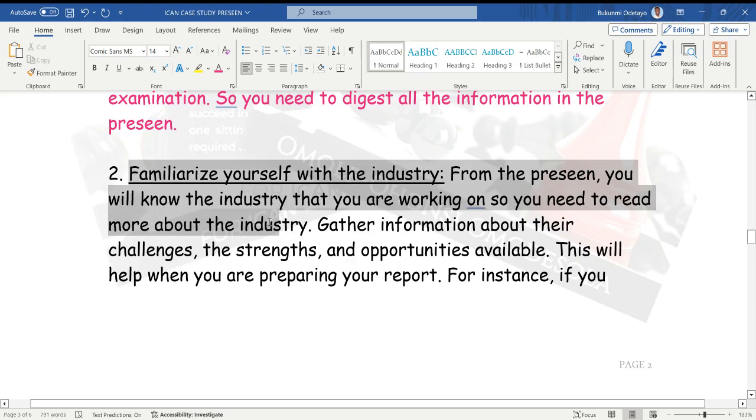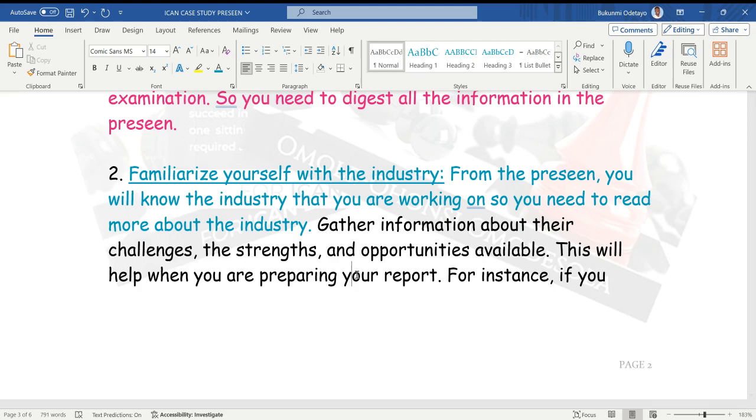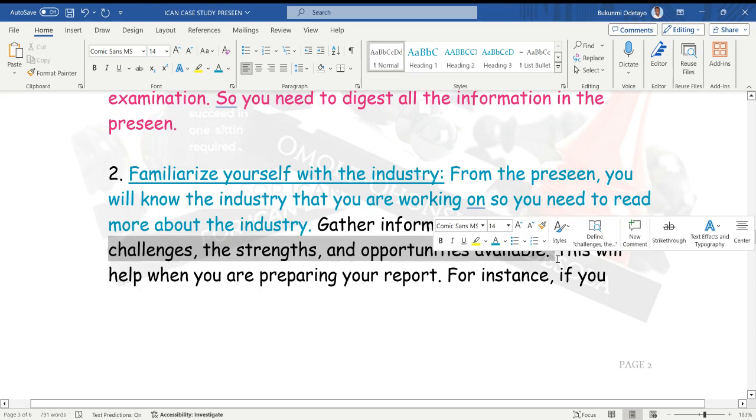Right? So now, like I said earlier, you'll be given information about the recipient of the report. So for instance, probably the recipient of a report is in the fashion industry. So you'll be given information about the fashion industry. So you know that I'm supposed to prepare for a fashion industry, because from the information you see the history of the company, you see what the company's business operation is and all of that. So you have to familiarize yourself with the industry. Go online, research on it. I said here, gather information about their strengths, their challenges, their opportunities.